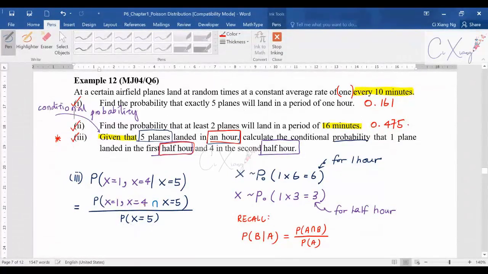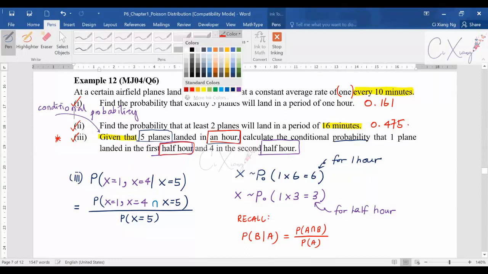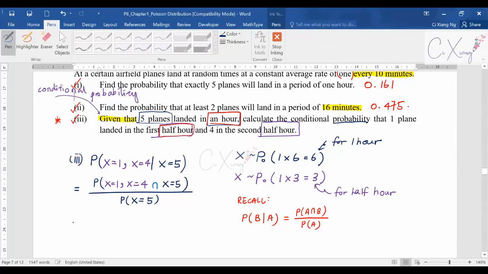So you learned it before, now you need to apply it here. Okay, then let us continue. When they said X equals 5 in 1 hour, it is like your sample space. So let's say this square or rectangle is actually X equals 5 in an hour.